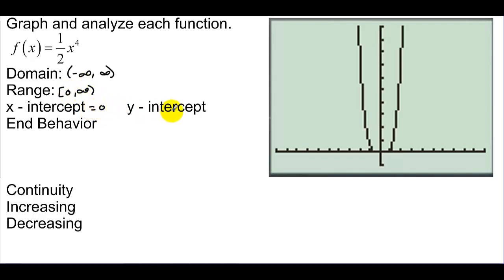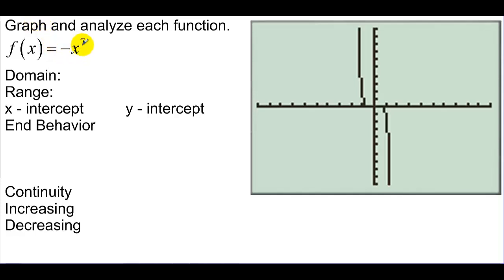We have an x-intercept at 0, a y-intercept at 0, and the end behavior is the limit as x approaches both plus and minus infinity of the function is equal to positive infinity. Continuous everywhere, negative infinity to infinity, increasing from 0 to infinity. Now that's on the x values, so 0 to infinity, this function is increasing as we go left to right, and then negative infinity to 0, this function is decreasing as we go left to right.